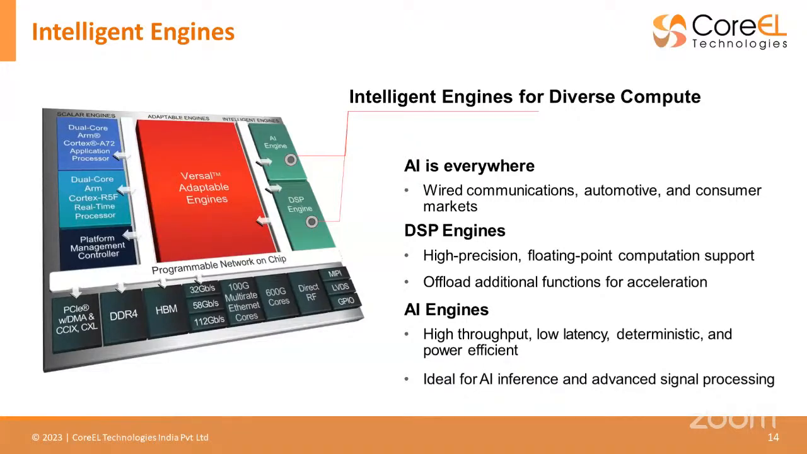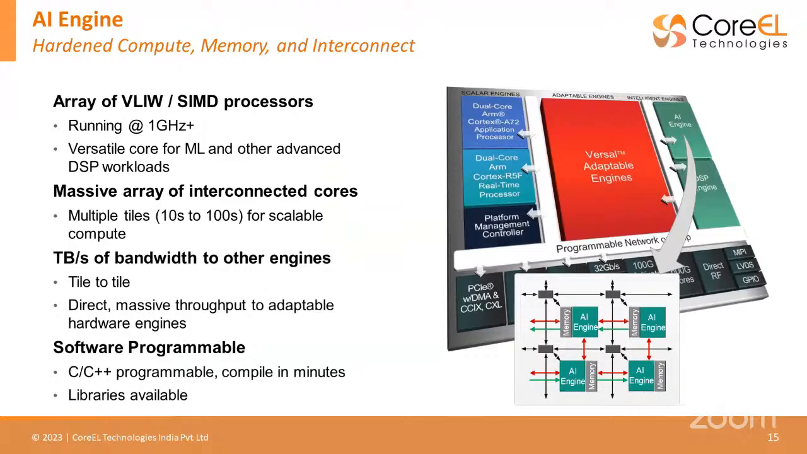from any other processors, right? So the AI engines that we're talking about right now are the array of VLIW and SIMD processors that can run at more than 1 gigahertz speed. Okay, so it is much easier and more flexible for your machine learning algorithms to be deployed onto your AI engines and your DSP engines.